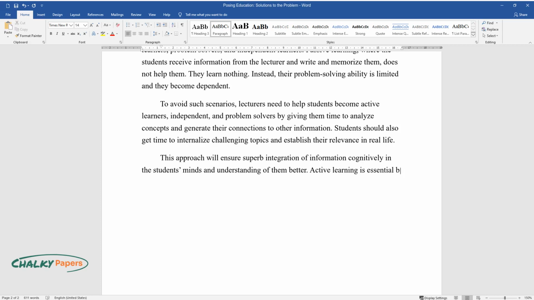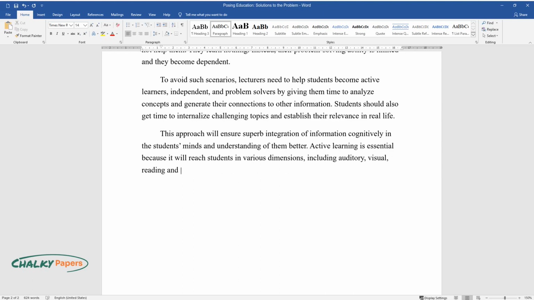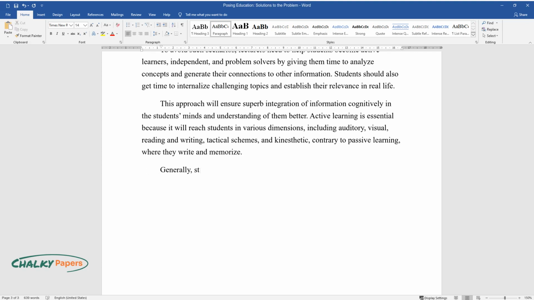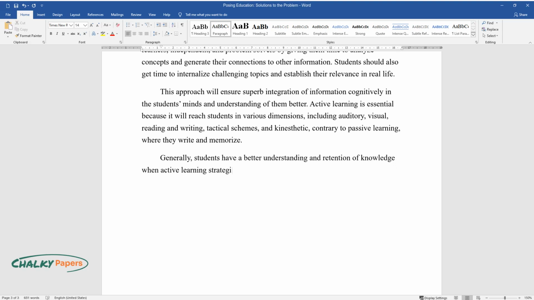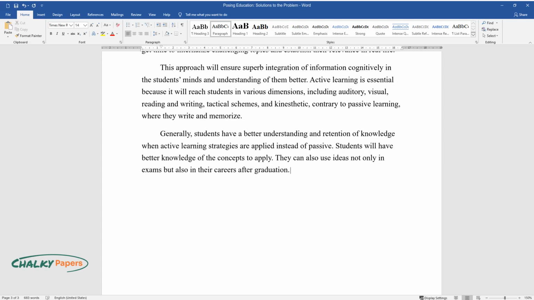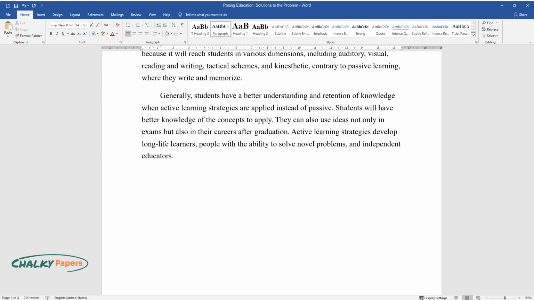Active learning is essential because it will reach students in various dimensions, including auditory, visual, reading and writing, tactile, and kinesthetic, contrary to passive learning, where they write and memorize. Generally, students have a better understanding and retention of knowledge when active learning strategies are applied instead of passive. Students will have better knowledge of the concepts to apply. They can also use ideas not only in exams but also in their careers after graduation. Active learning strategies develop lifelong learners, people with the ability to solve novel problems, and independent educators.